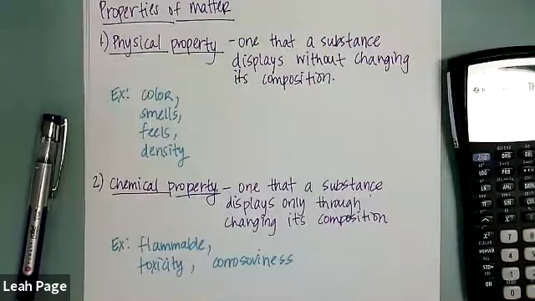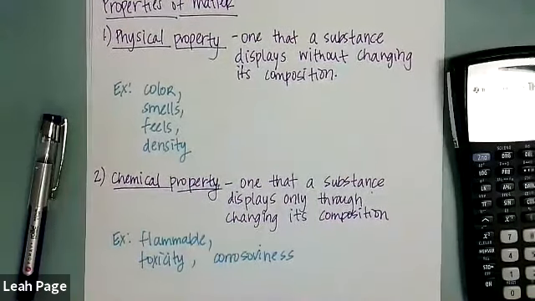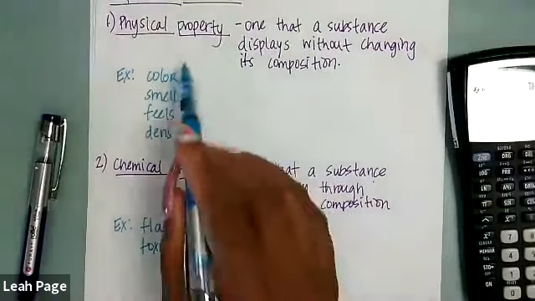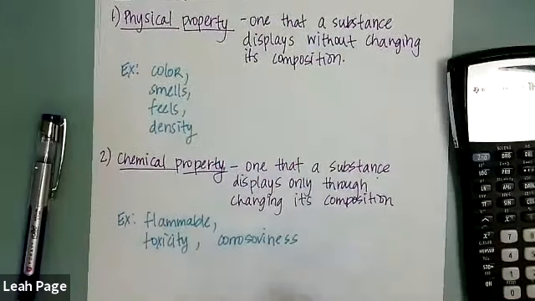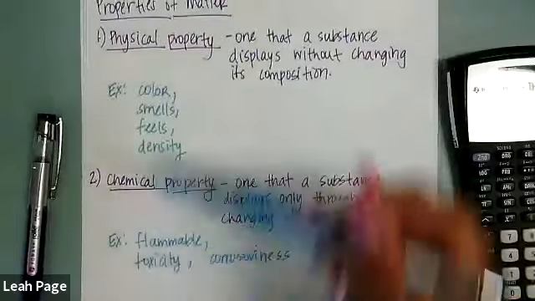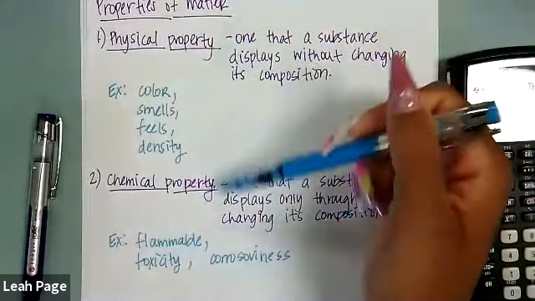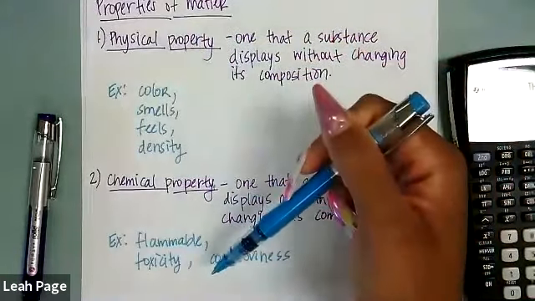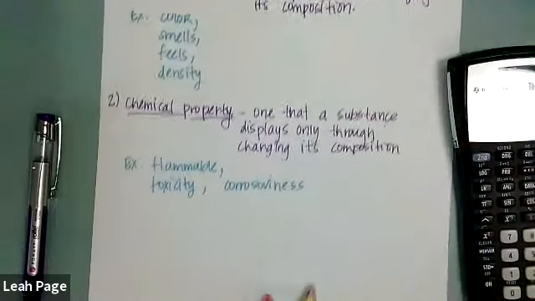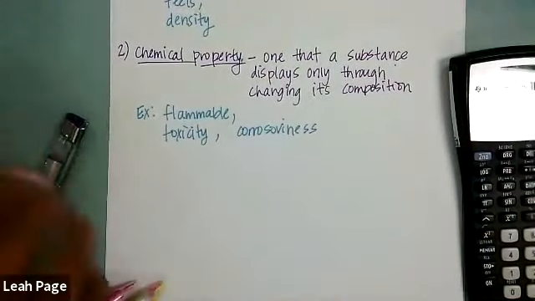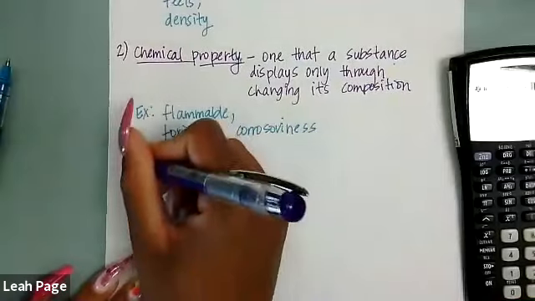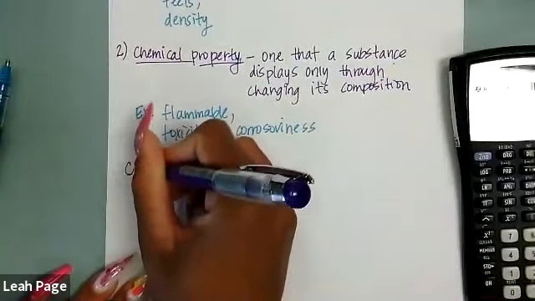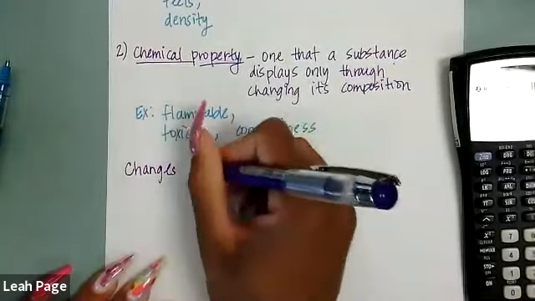We can also have changes of matter, which we then say we can have a physical change versus a chemical change. And these are just describing the substance you're talking about. The properties describe them. The changes, on the other hand, something actually changes. So, changes of matter.